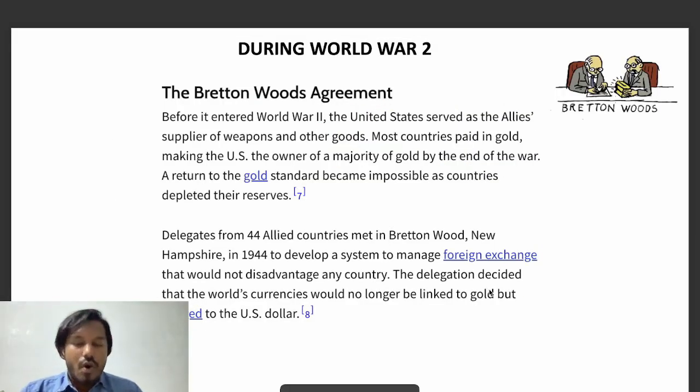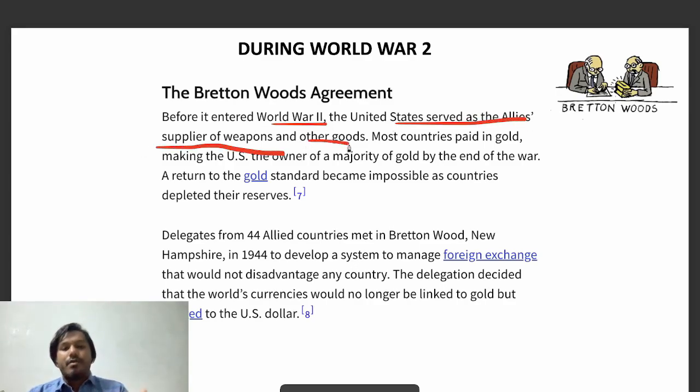Alright, so during World War II, what happens here? Before entering World War II, America served as an ally supplying weapons and other goods. As I said before, America is the only country benefiting in the war. They're supplying the weapons, the goods, whatever resources a country requires in the war. America is basically funding World War II, and America is making lots of money, like billions.